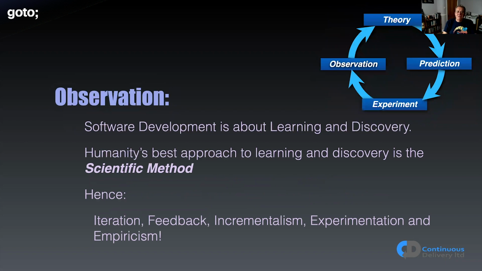Software development is about learning and discovery, and humanity's best problem approach to learning and discovery is the scientific method. So applying the scientific method to solving problems in software is certainly going to work because that's humanity's best problem-solving technique. And so ideas like iteration, feedback, incrementalism, experimentation, and empiricism are at the heart of any discipline that we could think of as genuine engineering, and so enable us to build more complex, more sophisticated systems in future. One of the attributes of engineering is that it amplifies human capacity for solving problems.